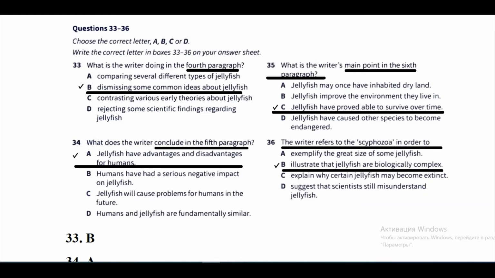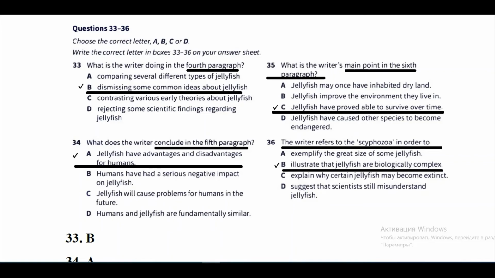Let's go to the 35th. And what is the writer's main point in the sixth paragraph? A option, jellyfish may once have inhabited dry land. B option, jellyfish improve the environment they live in. C option is our option. This is the correct option. Jellyfish have proved able to survive over time. And D option, jellyfish have caused other species to become endangered.